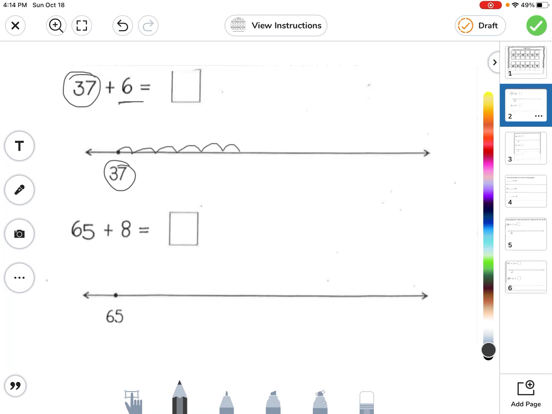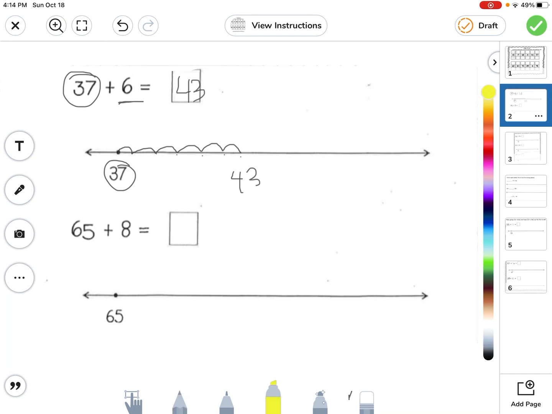1, 2, 3, 4, 5, 6. Okay, so then I'm going to go back to my 37, and I'm going to just count by ones. 37, 38, 39, 40, 41, 42, 43. So I find that my sum is 43.